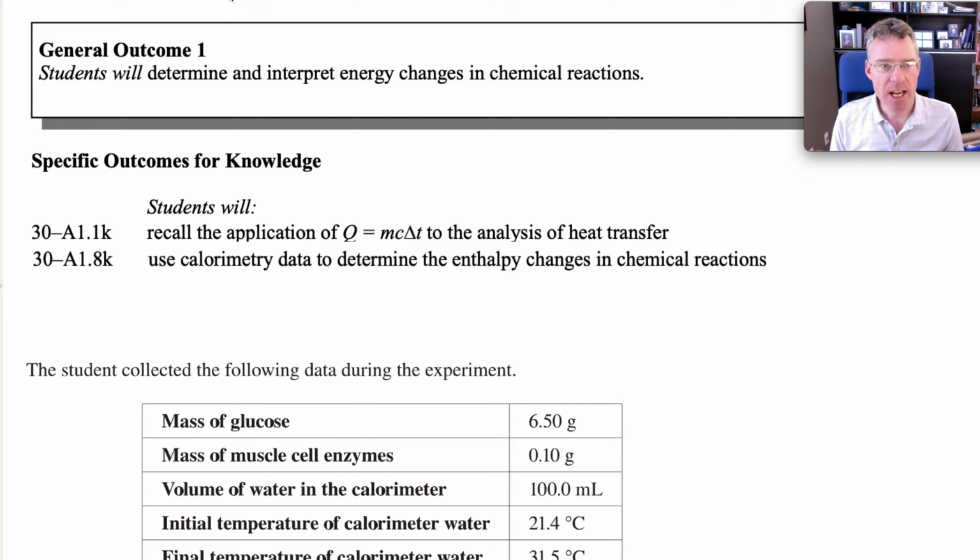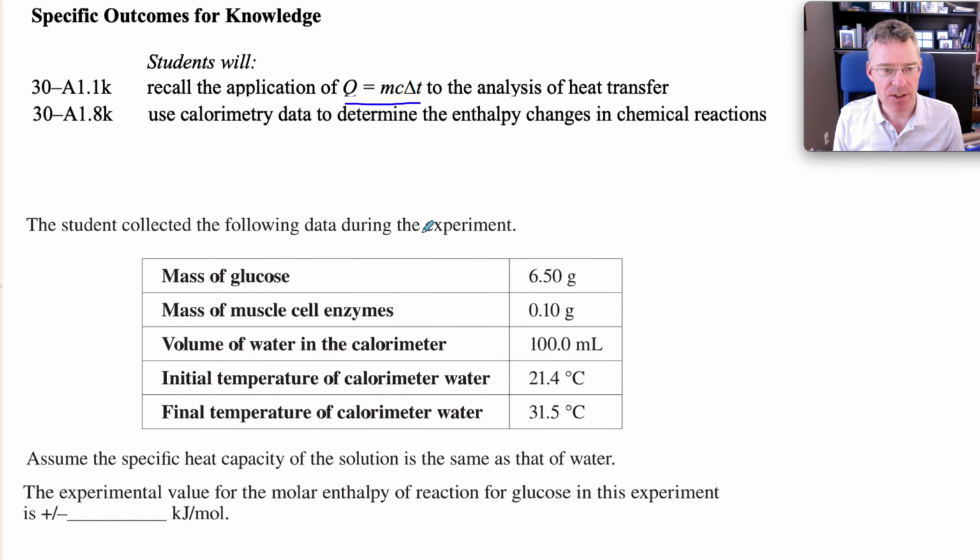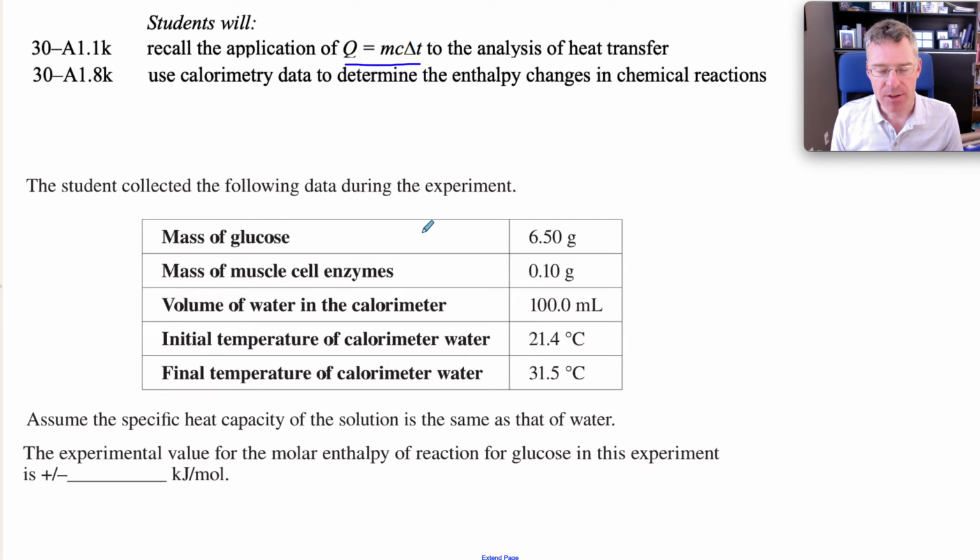So looking at some examples and details of the general outcome 1, I've pulled two outcomes, 1.1 and 1.8. You have to remember Q = mcΔT from Science 10. Most students have forgotten that from grade 10, and you have to get a reminder in Chem 30. And here's a fairly typical thermochem experiment. Again, this is a question from one of the released items.